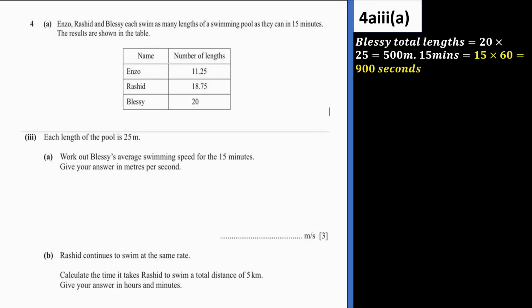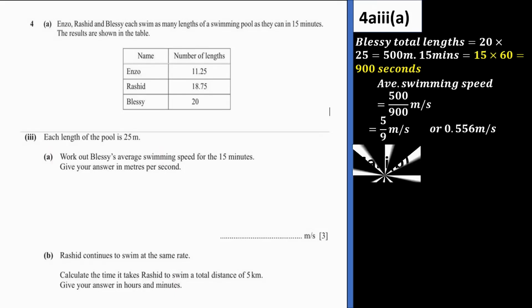Now, 15 minutes is the time taken to cover this distance. When we convert the 15 minutes to seconds, we get 15 times 60, and that gives us 900 seconds, because we are going to leave our answer in meters per second. And so we take our average swimming speed, which is distance over time. Distance is 500 meters, time is 900 seconds. That's 500 over 900, and this gives us 5 over 9 meters per second. Or writing this as a decimal number, it gives us 0.556 meters per second.